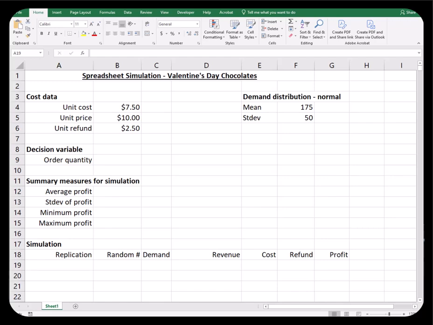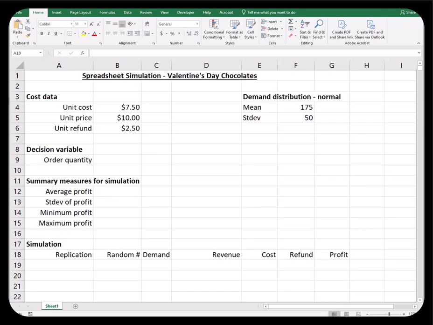In this video, I will go through the steps to build a spreadsheet simulation model where the demand distribution follows a normal distribution. In this example, we have a department store where the decision is to determine how many heart-shaped boxes of chocolates to order for Valentine's Day. The normal distribution for the demand has a mean of 175 and a standard deviation of 50 boxes of chocolates. The unit cost for each heart-shaped box of chocolates is $7.50 for the department store.